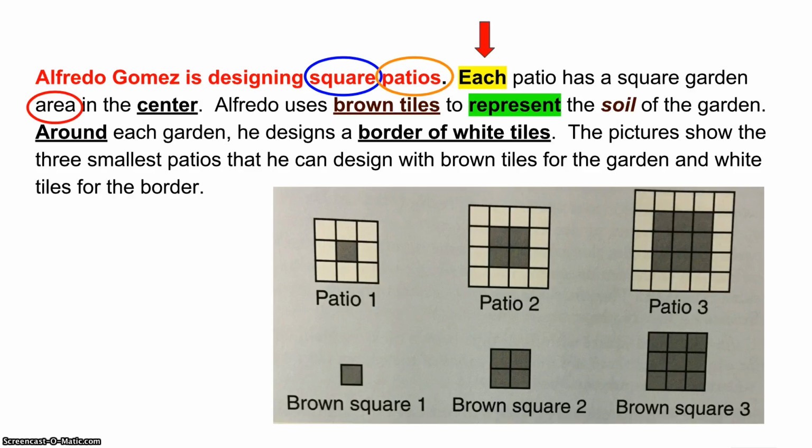The problem continues to describe how Alfredo will represent the patios in a visual representation, using brown tiles to represent the soil or the square area in the center, and the border of white tiles that surround each garden. Note the term around, which is much like the term center that we looked at in the second sentence of the problem. Around describes the location of the border.